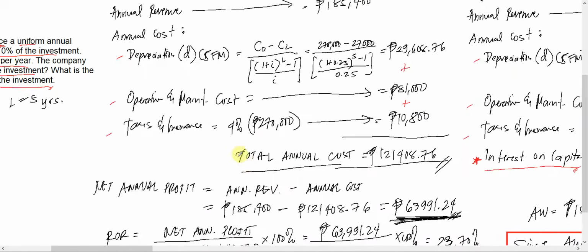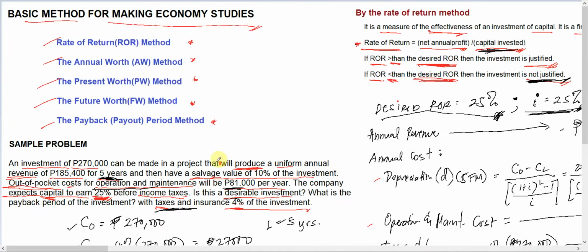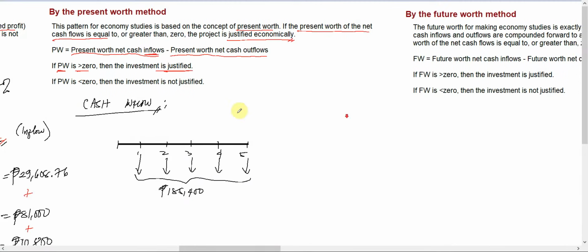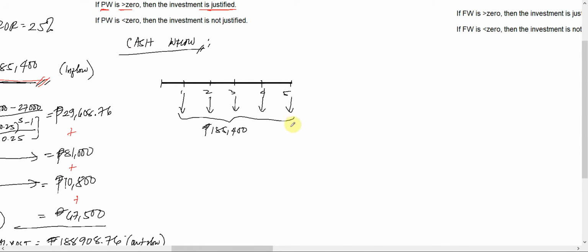Pero meron pang isang papasok sa atin at the end of its life. 'Di ba? Sabi dito, for 5 years yung revenue natin, and after 5 years magkakaroon siya ng salvage value na 10% of the investment, which is 27,000. So after 5 years, itong salvage value papasok na pera natin 'to, no? So that is kasama sa inflow natin. So ito ngayon, sasama yan. So after 5 years, may additional 27,000 ka pa dito pesos.